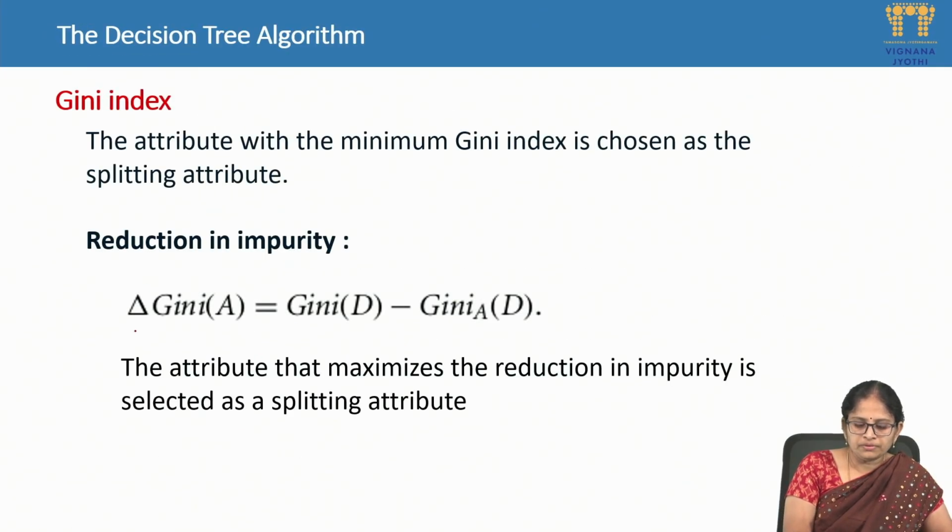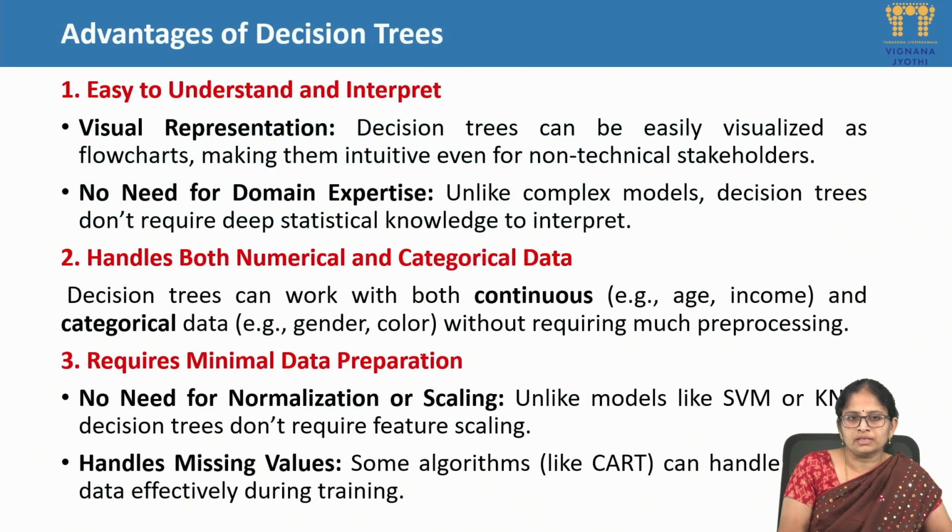After that we have to calculate the reduction in the impurity by applying the formula delta Gini of A is equal to Gini of D minus Gini of D at A. The attribute that maximizes the reduction in the impurity is called the best splitting attribute. These are the measures that we use in our algorithms to select the best attribute at each node level in the tree construction. This is briefly about the decision tree algorithm.